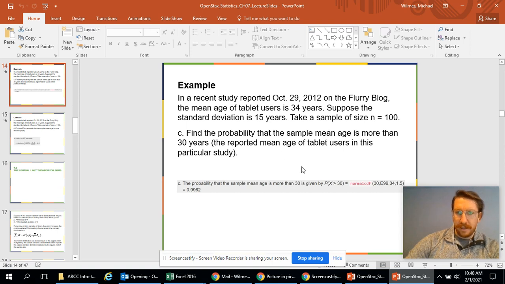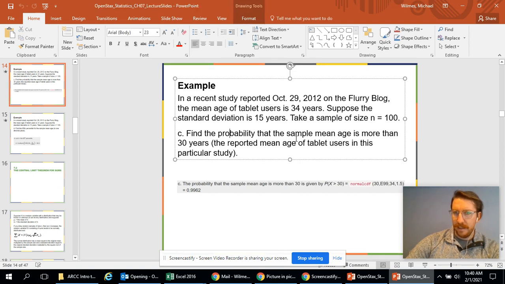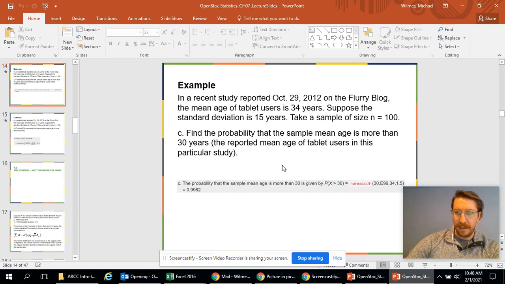So, a recent study reports the mean age of tablet users is 34 years, the standard deviation is 15 years, and we have a sample size of 100 people. Find the probability the sample mean, so the keyword here is sample mean age, is more than 30 years. All right, so to do this, we need to go ahead and bring that into our normal distribution calculator.